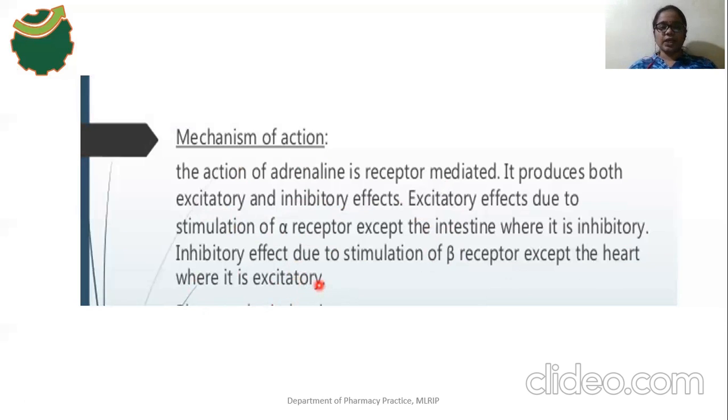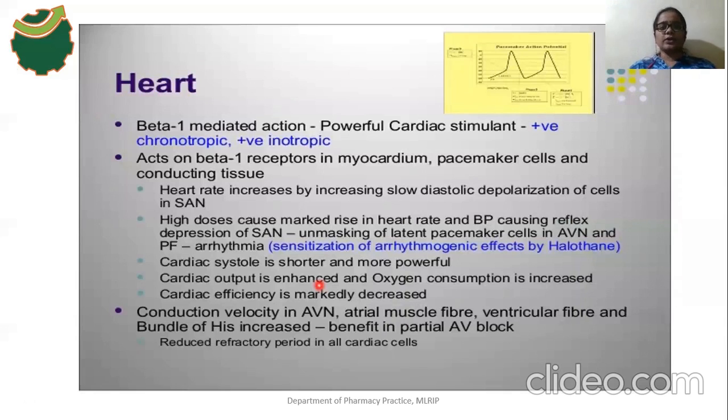Okay, so the overall effect of adrenergic drugs on the heart. Here the heart consists mainly of beta 1 receptors, and adrenaline is the most powerful cardiac stimulant drug. It has a positive chronotropic effect and a positive inotropic effect. That means adrenergic drugs increase the heart rate and also increase the force of contraction. And one more thing is there.